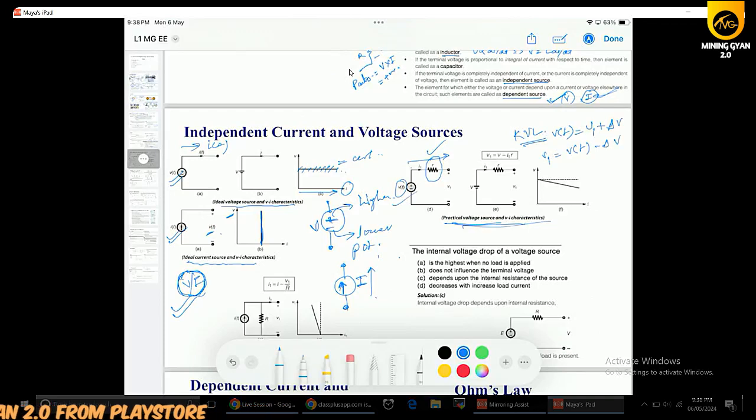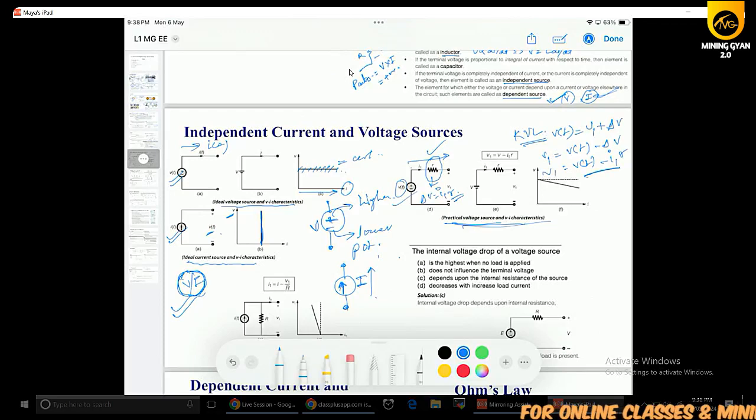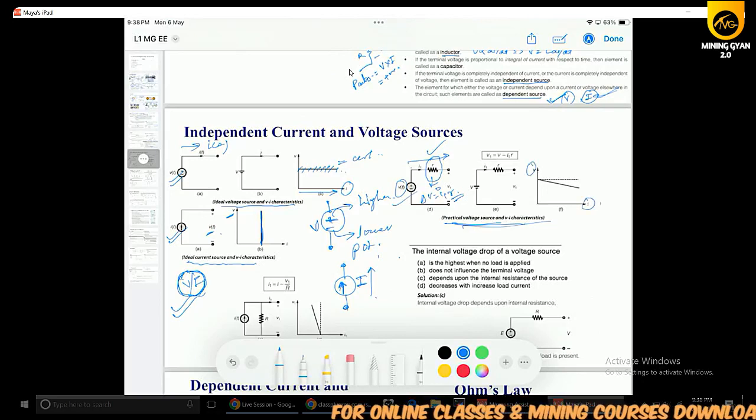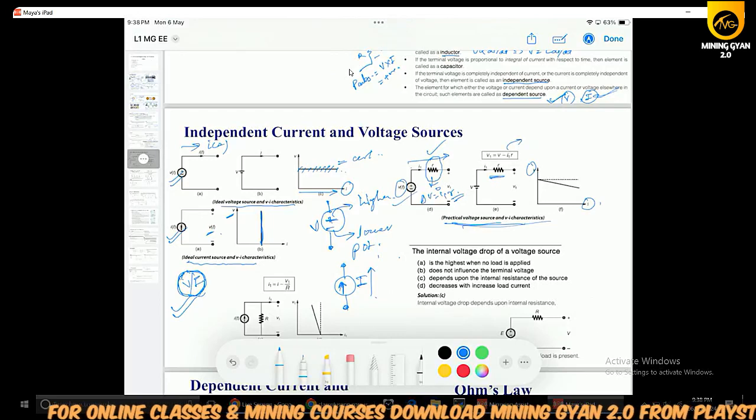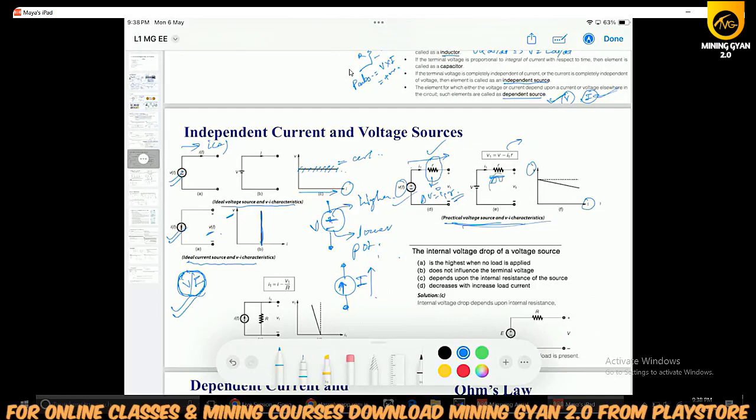And what is delta V? By Ohm's law, delta V equals I1 into R. So Vt minus I1 into R, that is the terminal voltage. This is the terminal voltage, and this is the terminal current. Because the voltage drop is there, as the current I1 is increasing, the drop will increase, and that's why we are getting less voltage. As current is increasing, the voltage is dropping like this.